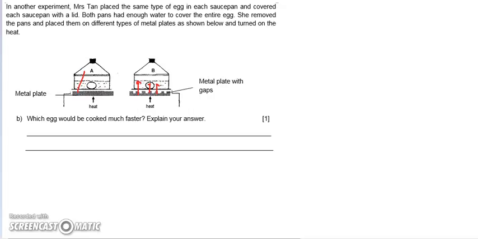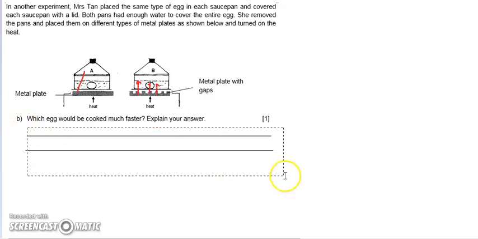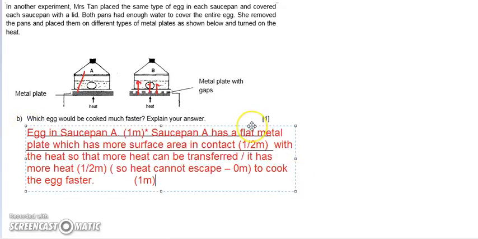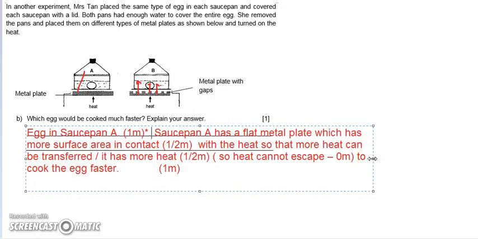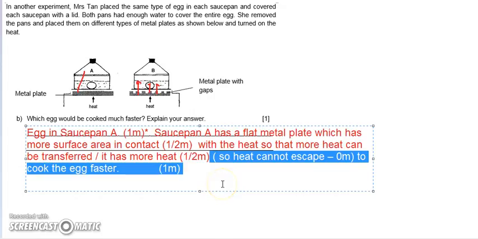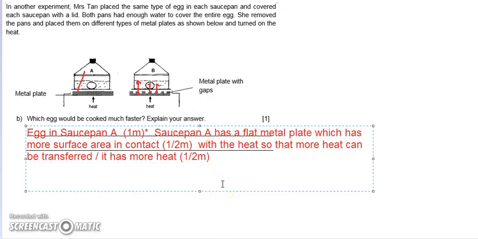Right? So how do you write this down as an answer? You can say that egg in saucepan A, right? Because saucepan A has a flat metal plate which has more surface area in contact with the heat, right? So that more heat can be transferred. So this is the reason why the answer is like that.